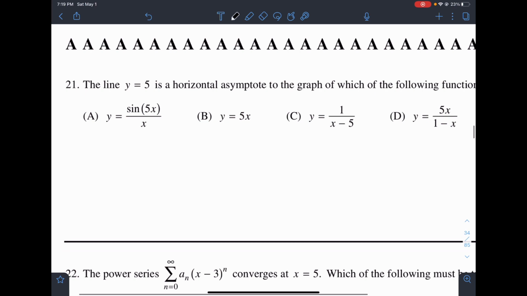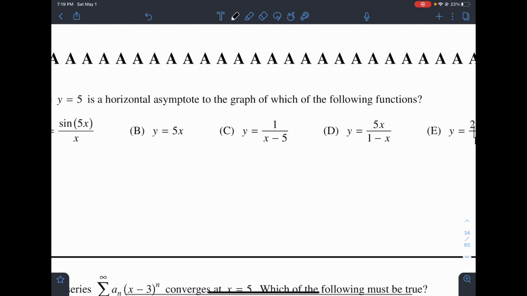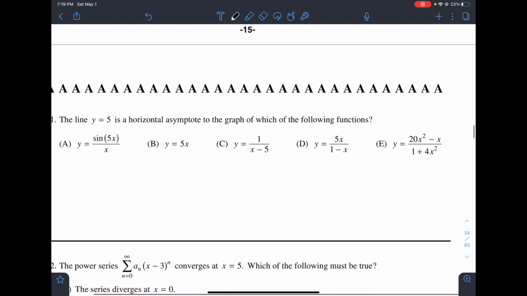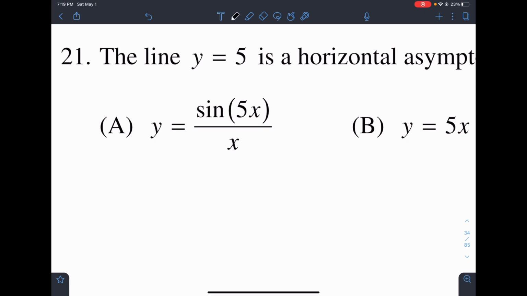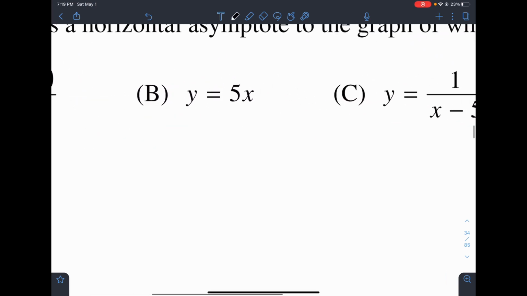Number 21, we're going to find a horizontal asymptote. So we want the limit as x goes to infinity to be 5. So we can right off the bat rule out this one, because sine functions don't have horizontal asymptotes. They keep fluctuating, and they're like a wave forever. So it's not going to be a, and b is just a linear one. This is not going to have an asymptote. This is just going to be a straight line.